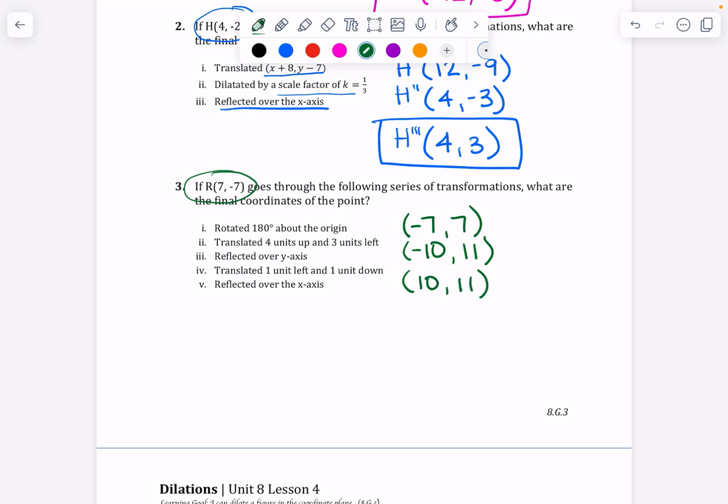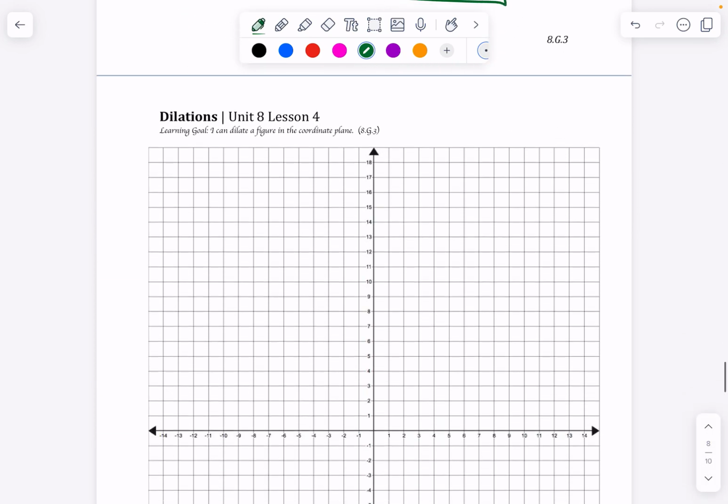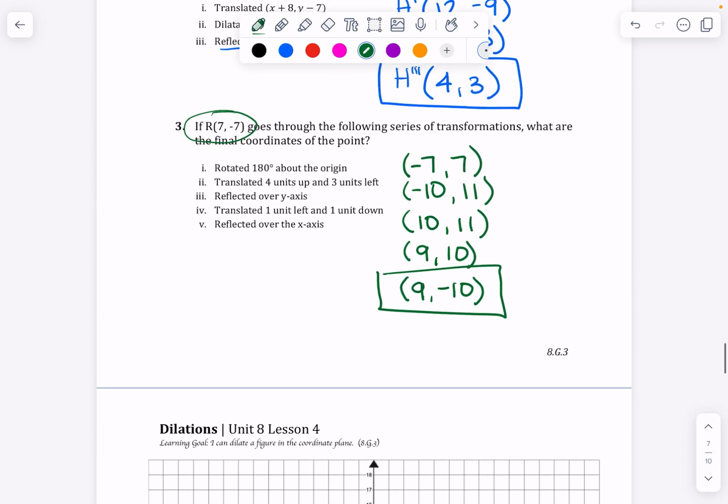And then translate 1 unit left and 1 unit down. That means each of these are going to get smaller by 1. And then reflect over the x-axis means that the x stays the same and the y changes to the opposite. So 9, -10. And if you're not sure about any of that, plot it out on the graph on the next page, and that will help you visualize it a little bit more.